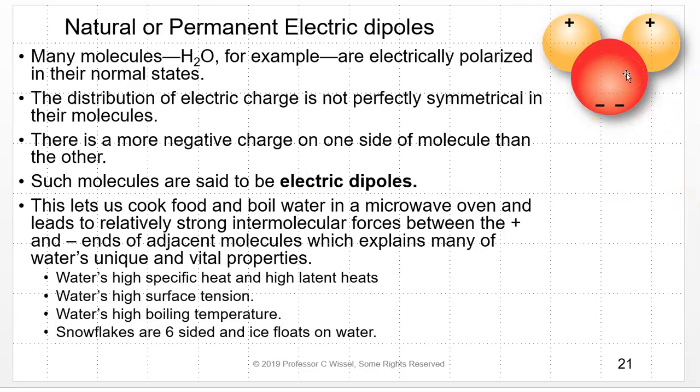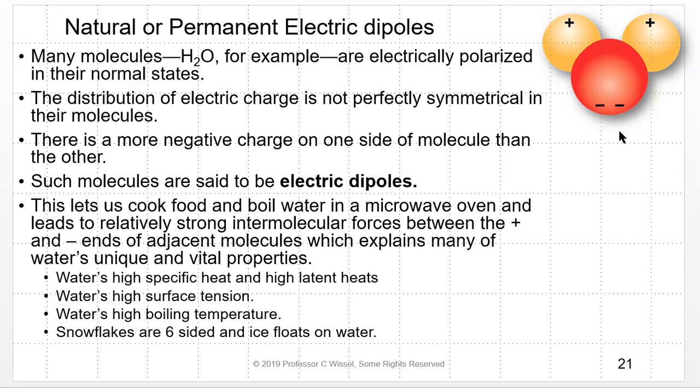Oxygen is highly electronegative. It steals the electrons away from the two hydrogens here, so it winds up with a positive charge on this side and a negative charge on that side, and that's permanent. It doesn't go away. So there's more negative charge on one side of the molecule than the other. These molecules are called electric dipoles, and they're actually called natural or permanent electric dipoles because they don't disappear.